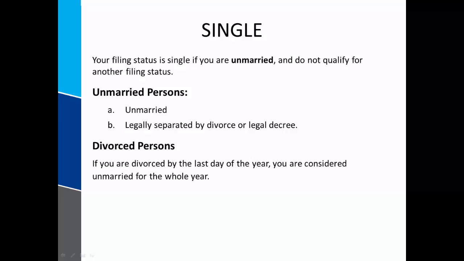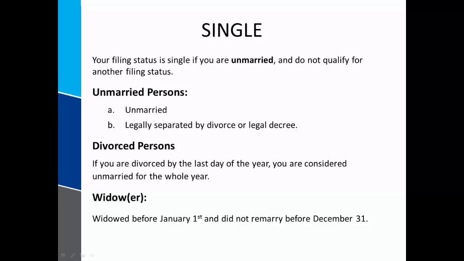Divorced persons. If you are divorced under a final decree by the last day of the year, you are considered unmarried for the whole year. However, you may be able to use another filing status that will give you a lower tax. A widow. Your filing status may be single if you were widowed before January 1st of the tax year and did not remarry before December 31st of the tax year. However, you may be able to use another filing status that will give you a lower tax.